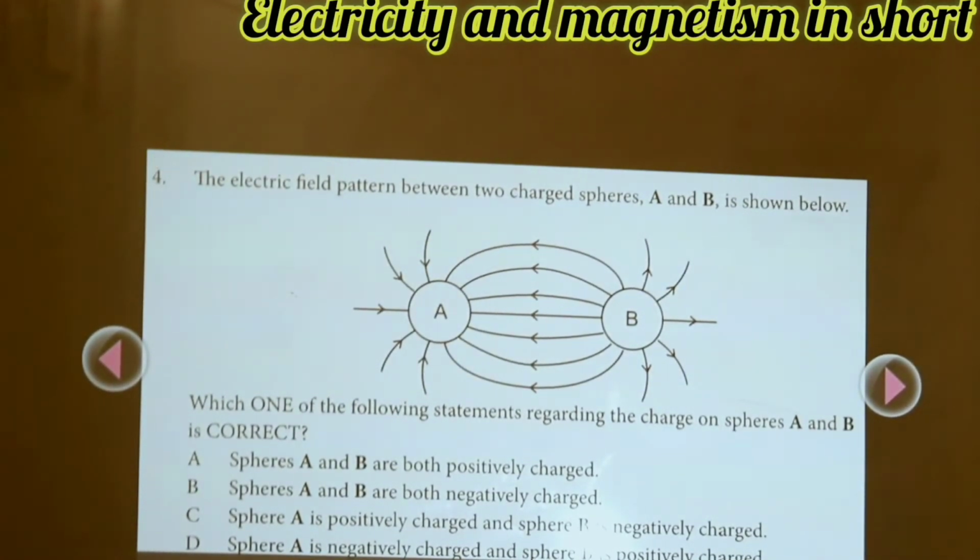We can go to the next question. The electric field pattern between two charged spheres A and B is shown below. Which one of the following statements regarding the charge on sphere A and B is correct?